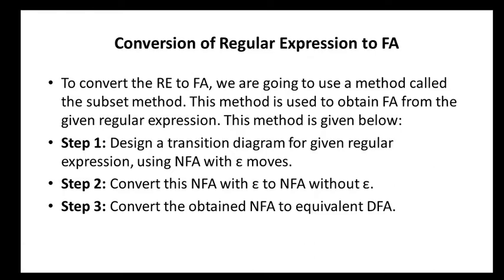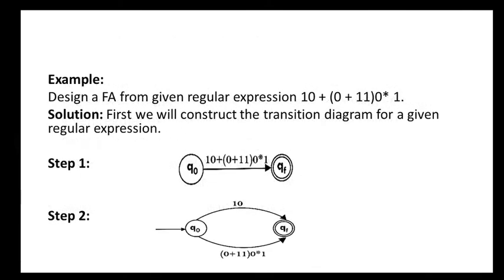First we have to write a transition diagram for the given regular expression using NFA with epsilon moves. The second step is to convert this epsilon NFA to NFA without epsilon. The third step, after converting to NFA without epsilon, is to convert the NFA to the equivalent DFA. How to convert all those things, we have studied in the previous sessions. Example: design a finite automata from the given regular expression 10 + (0+11)0*1.